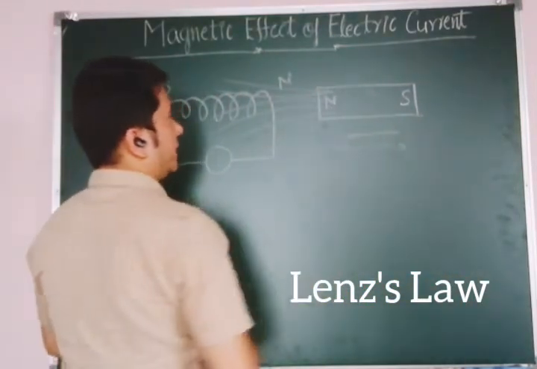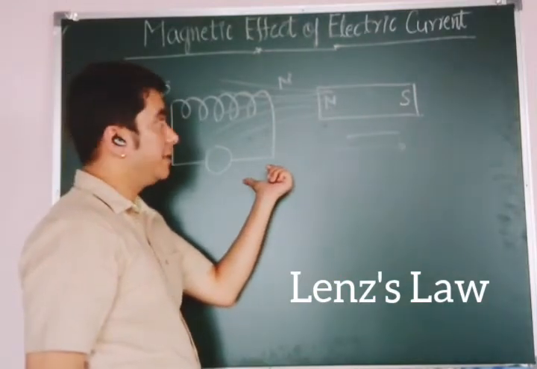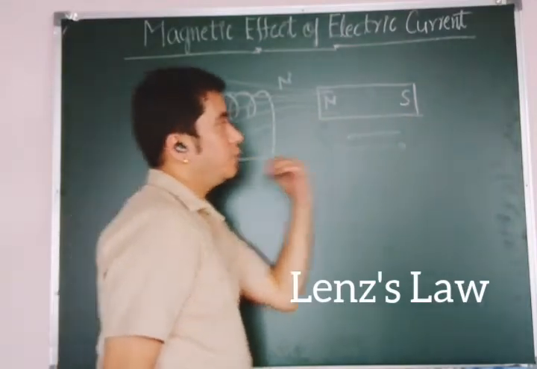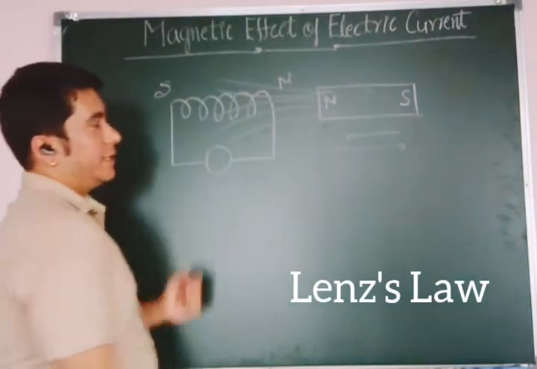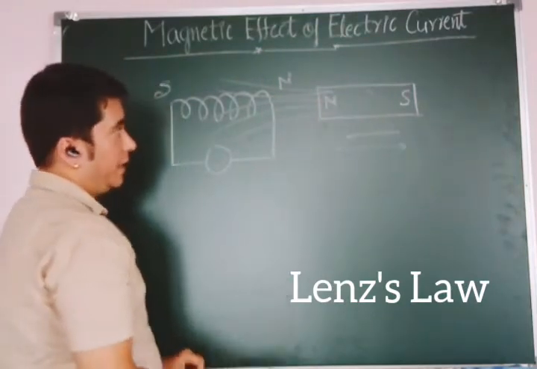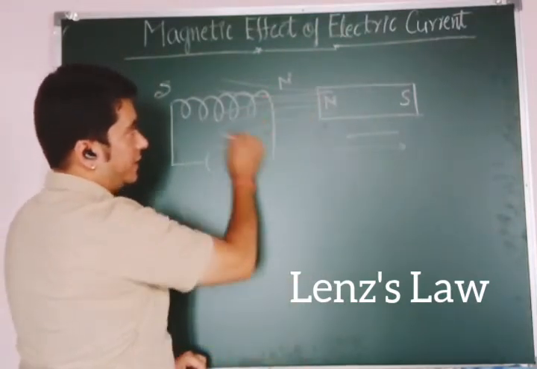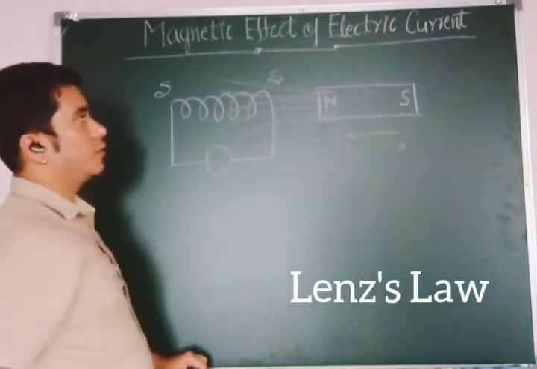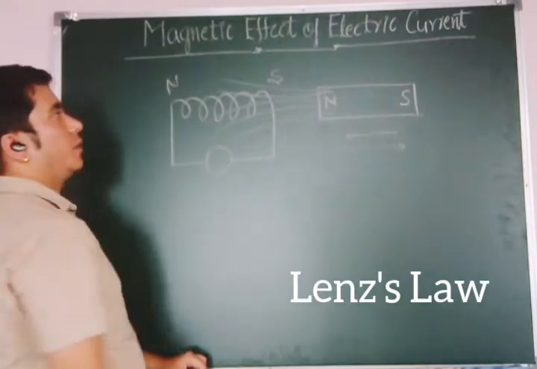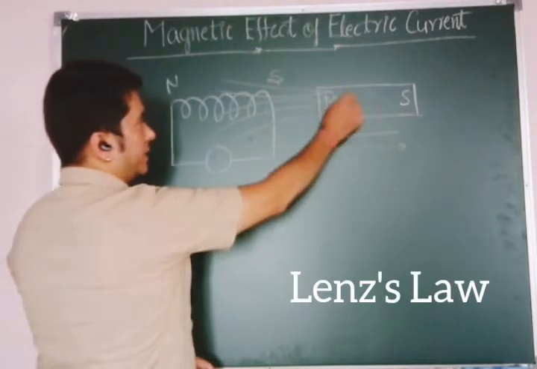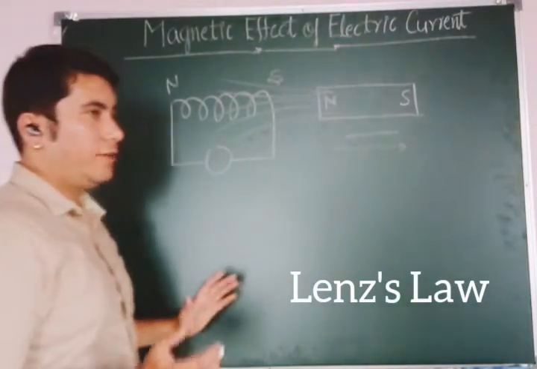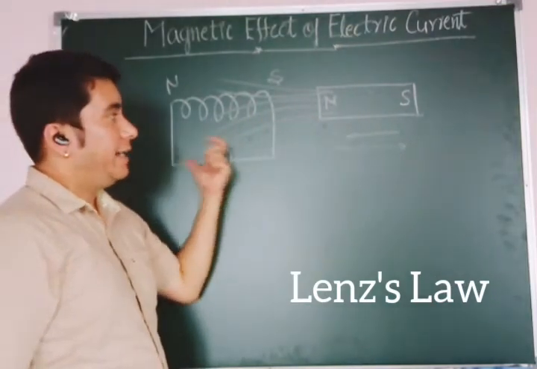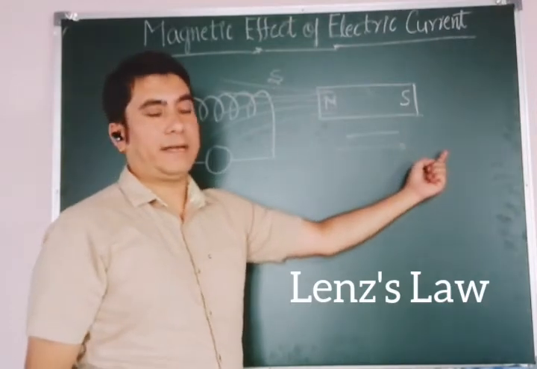If the magnet moves far away from this circuit, what will happen? Right now this is the north pole of the magnet; north and south are fixed. The magnet is moving far from the circuit, so what will happen? This end of the circuit, which was previously a north pole, now becomes a south pole. If this is a south pole and this is the north pole of the magnet, what will happen, student? The south and north will attract each other, and it is opposing the movement of the magnet.